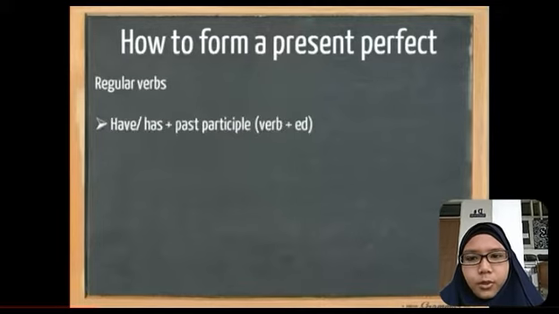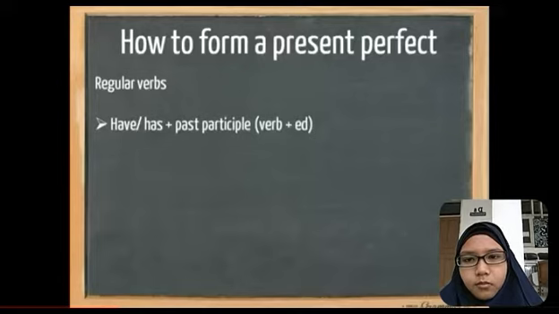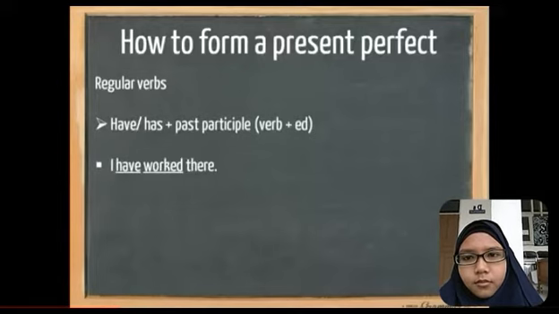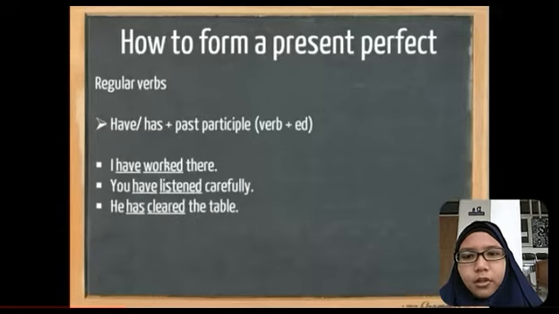For the regular verbs, we use the auxiliary verb to have and the past participle. You can make the past participle by adding -ed to the infinitive form of the verb. Now, let's have a look at the singular form. I have worked there. You have listened carefully.